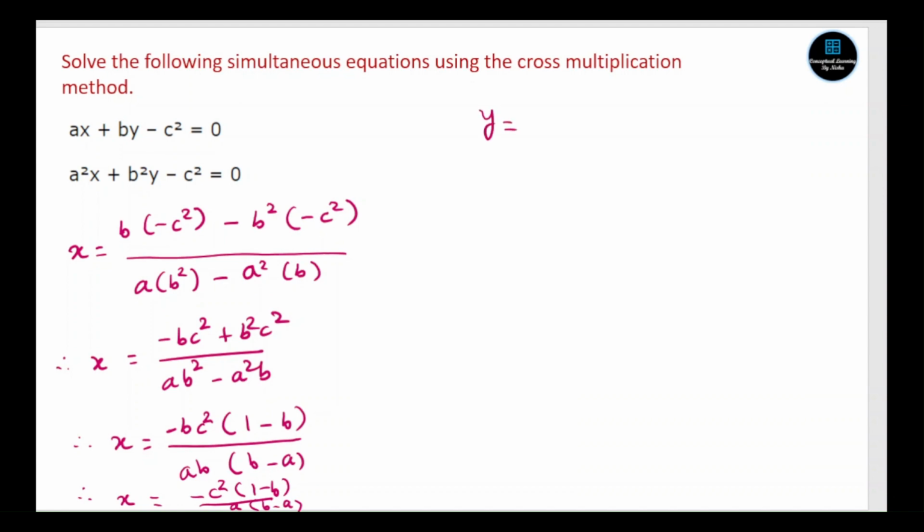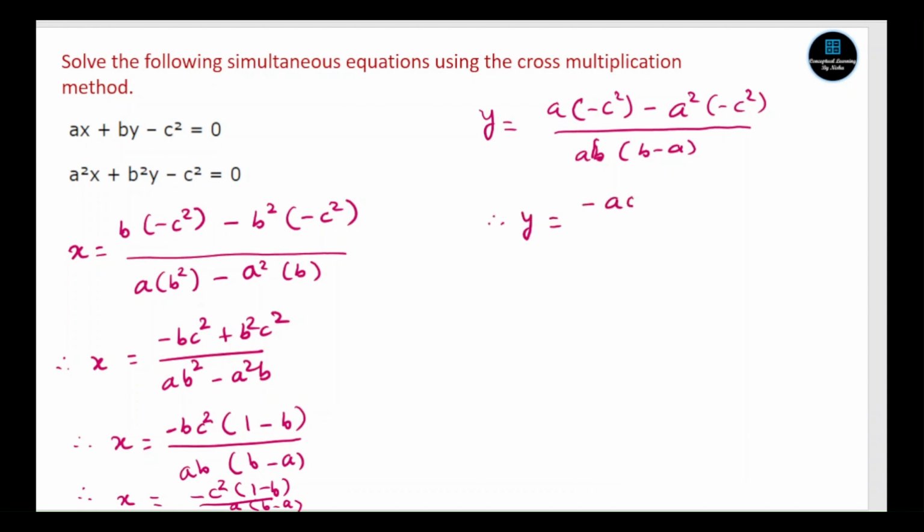Now y equals a into minus c square minus a square into minus c square. The denominator I have as it is, so I'll just write ab into b minus a. This is the value which we've already found. So I'll get the value of y as negative ac square plus a square c square. Same thing we have to do. So I can find the value of y.